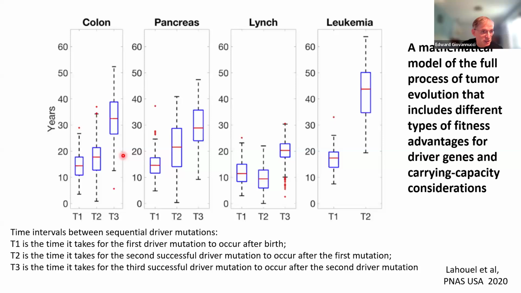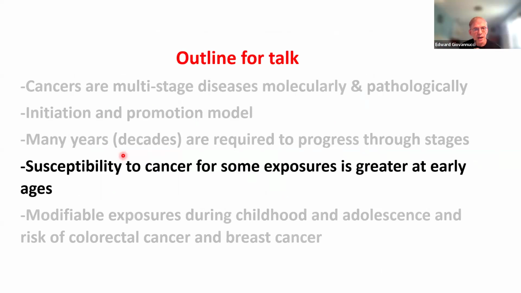And this is actually very consistent with just the empirical incidence rates that we see in cancer, like for colon cancer. So just keep in mind that, at least based on modeling, the first mutation for colon cancer occurs around age 15.